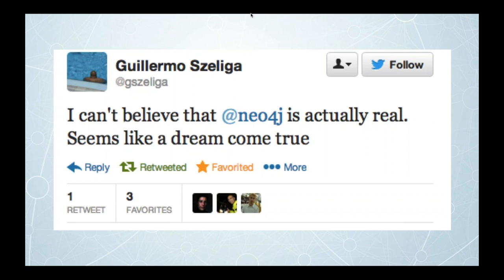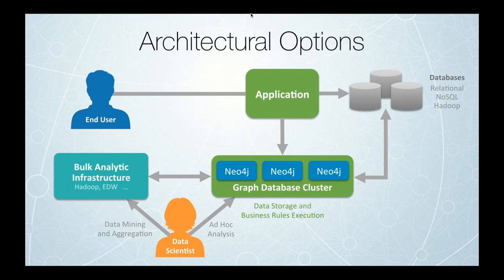So what architectural options do we have when we're building with Neo4j? We've talked about how you can get your data into Neo4j. You design your model and you query your data through either the browser or your code. But where is Neo4j sitting from an infrastructure perspective? Neo4j often sits in a polyglot environment.